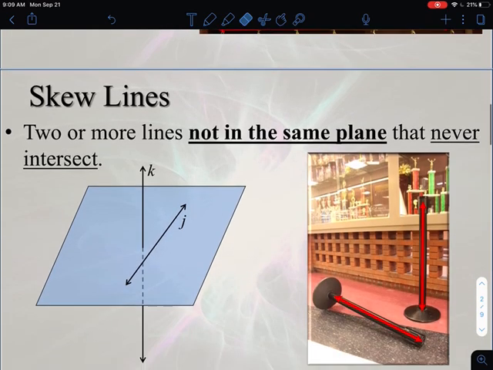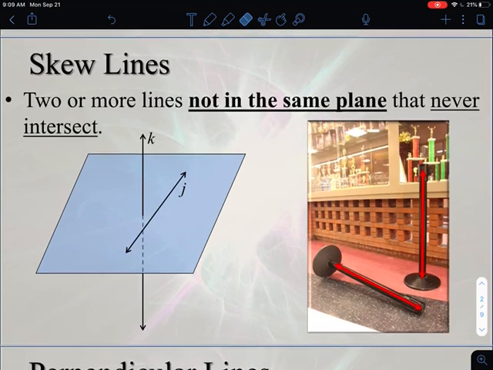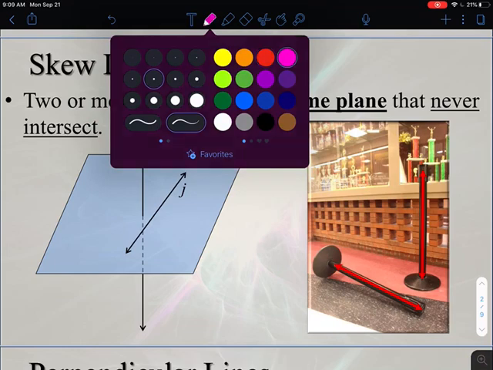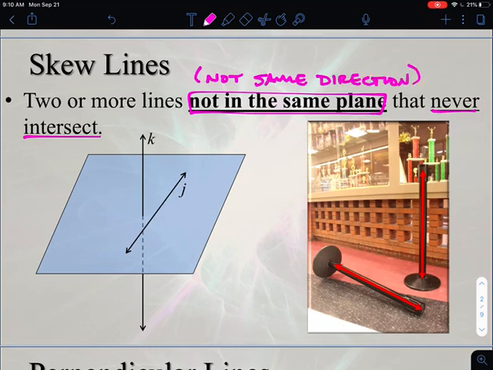Now, similar to that, but a little bit different here, is what we call skew lines. So with skew lines, we have two or more lines that are not in the same plane, and they never intersect. So they're just like parallel lines in that they're never going to touch each other, but now we have not in the same plane, meaning not the same direction. So we're thinking they're not going the same direction, so they're not going to intersect.